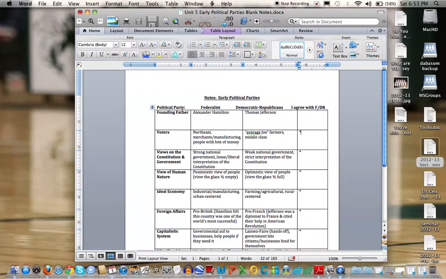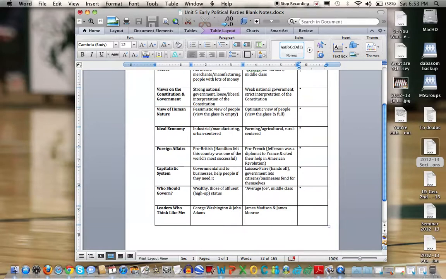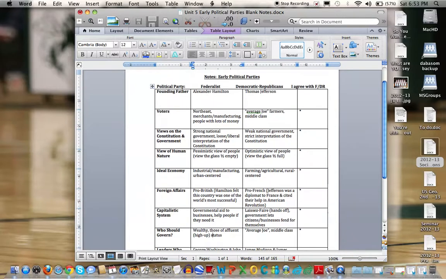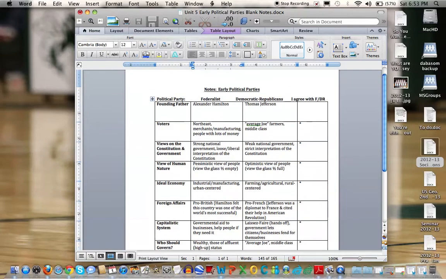Or I might ask you, this group was led by Alexander Hamilton. They believed in industrial manufacturing, urban-centered economy. They believed those wealthy people of higher status should govern. And they believed in a strong national government. And if I said that to you, you would have to recognize that that is the Federalist Party.